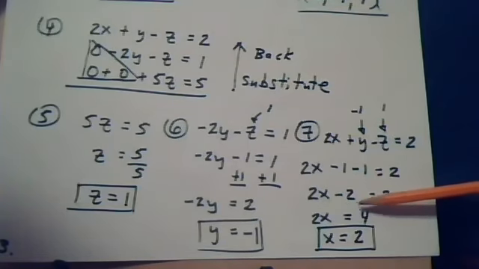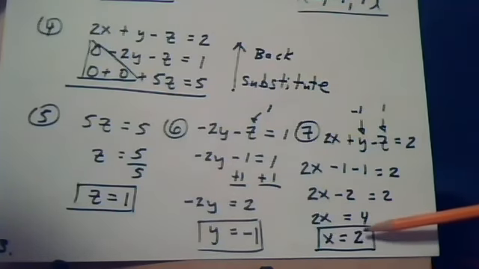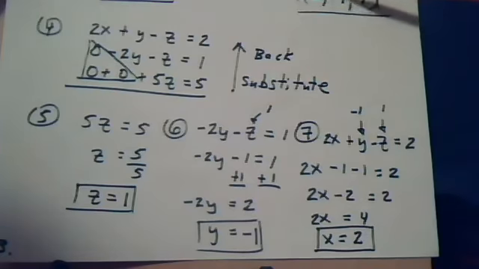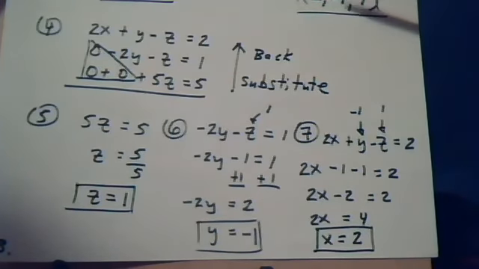Notice 2x equals 4, therefore x would have to equal 2. This is what we call the solution. Notice the x always goes first, and then the y, and then the z. This is the solution.